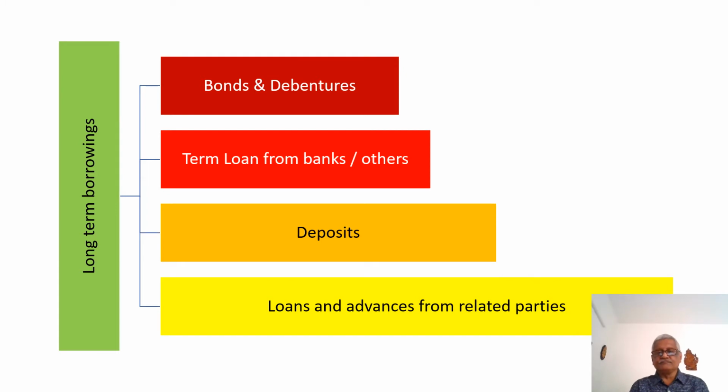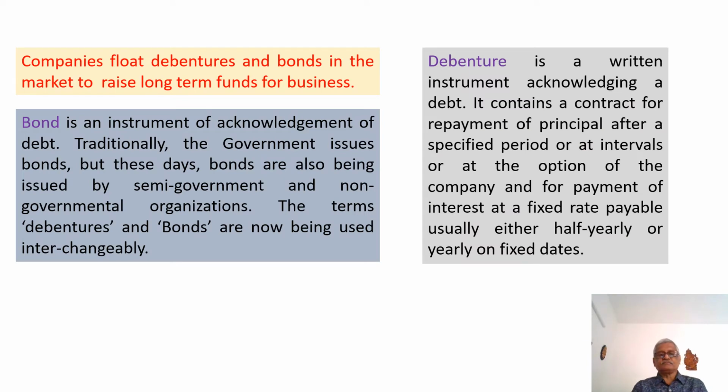The fourth one is the loans and advances from related parties. We are aware that they raise loans from relatives, friends, or some group companies, group firms, or from the directors, etc. Companies float debentures and bonds in the market to raise long-term funds for business.